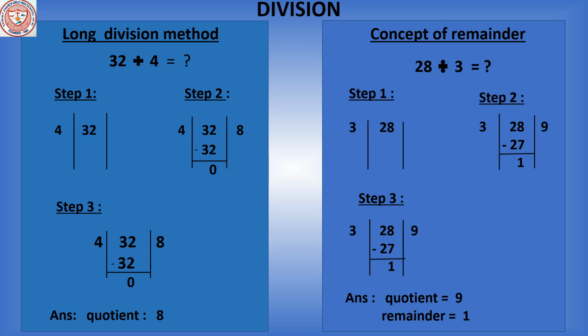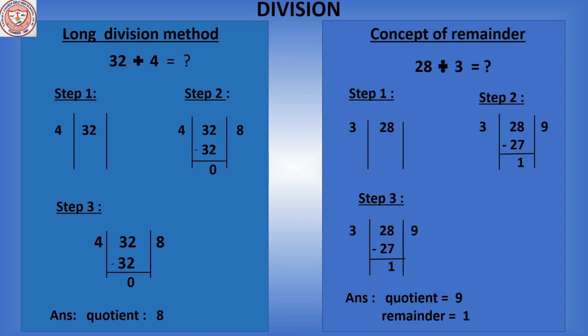Next, the concept of remainder. You have already learnt what a remainder is. Now look at this: 28 divided by 3. 28 divided by 3 is equal to what? How will you do this? First, you have to write the numbers as shown. Then use the multiplication table of 3. Now we have to find when 28 comes in the table of 3. Count.